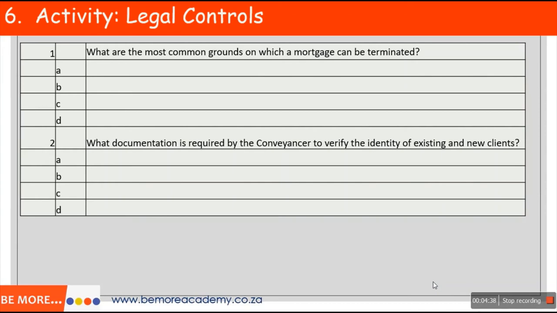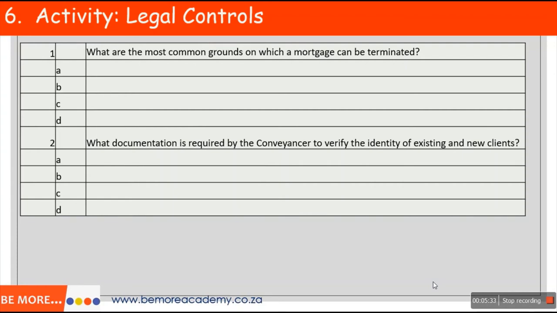Now, what documentation is required by a conveyancer to verify the identity of the existing and new clients? Obviously, we need the ID document. This is an easy one. Yes, your ID document. Proof of earnings, is it? Not really proof of earnings, because that is the bank that's asking. Proof of current address, yes. Okay. Another one.